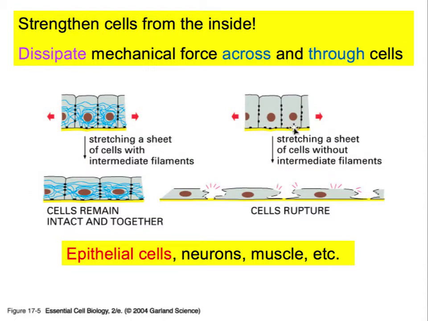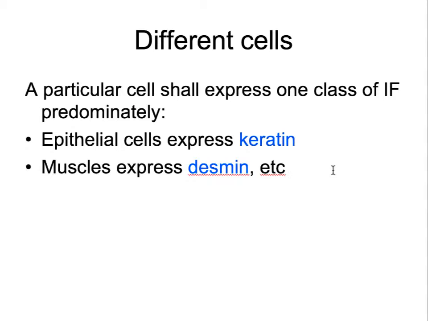In this example here, we have epithelial cells, but neurons and muscle cells are also subject to these stressful forces. So it makes sense that those cells also have their arrangement of intermediate filaments. We don't find much keratin in muscle cells. In those cells, an alternative gene expresses a protein called desmin.